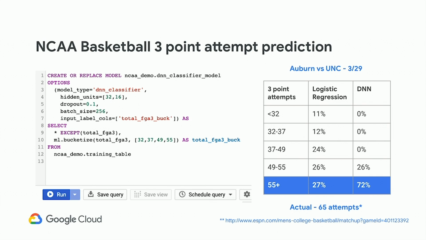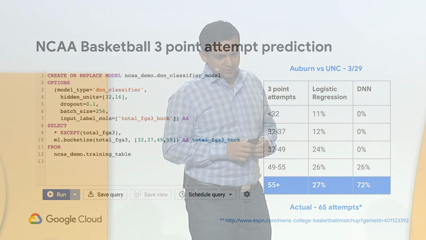And you can see in the last bucket, the DNN model predicted with a 72% likelihood that it's going to be more than 55 attempts. The logistic regression model did come out highest at 27% among all buckets, but you couldn't be that sure if you were to use that model. And if you just look on the left, that's the query you have to build this model. Just very few parameters. We built this. Most of the work went into creating these features, which again is best done in SQL in BigQuery.